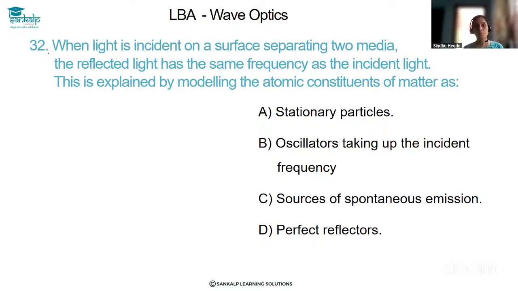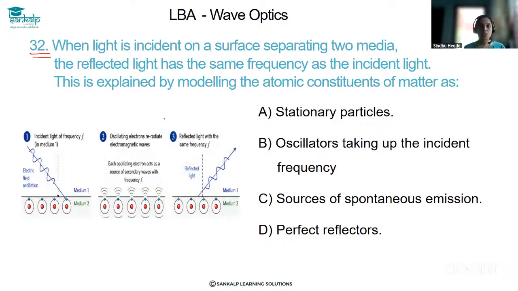Let us see question number 32. When light is incident on a surface separating two media, the reflected light has the same frequency as the incident light. This is explained by modeling the atomic constituents of matter as option A, stationary particles, option B, oscillators taking up the incident frequency, option C, sources of spontaneous emission, and option D, perfect reflectors.